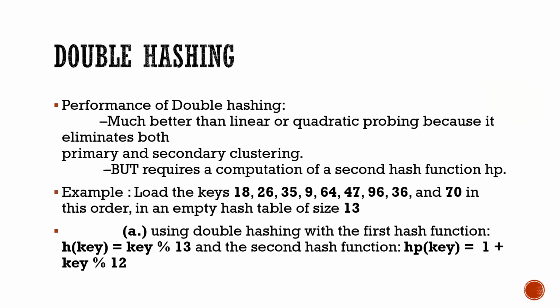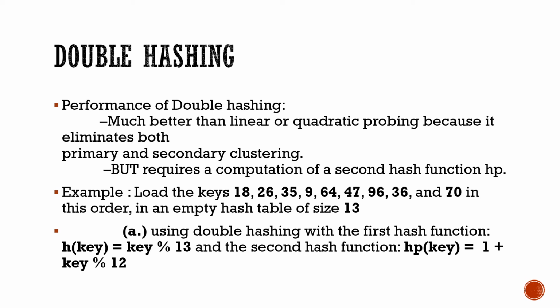Double hashing. Performance of double hashing: much better than linear or quadratic probing because it eliminates both primary and secondary clustering, but it requires the computation of a second hash function, hp. Example: load the keys 18, 26, 35, 9, 64, 47, 96, 36, and 70, in this order, into an empty hash table of size 13.